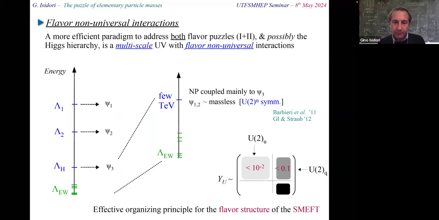And so recently, inspired by this general idea, we have done a global analysis of the SMEFT, so of all the operators, trying to see how low this new physics scale can be if you assume a structure of this type, that is, a small breaking of U(2) controlled by the Yukawa coupling, and new physics coupling essentially only to the third family. So let me illustrate the result of this global fit.